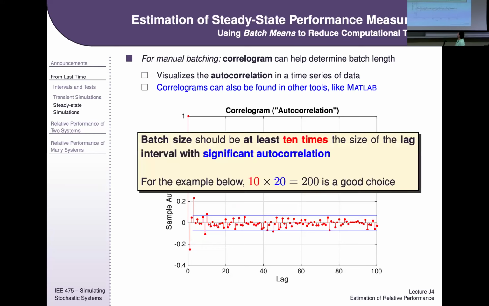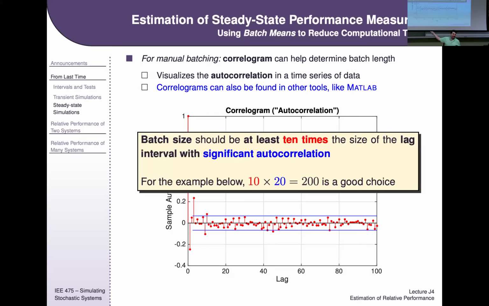We love safety factors in engineering. So let's multiply that by 10. If you detect that you have correlation that goes into the insignificant level, so it's just random correlation, at that point you could say, oh, well, whenever that happens, say 20 seconds, that's my correlation length. I'm going to multiply it by 10, so I'll make a batch size of 200.